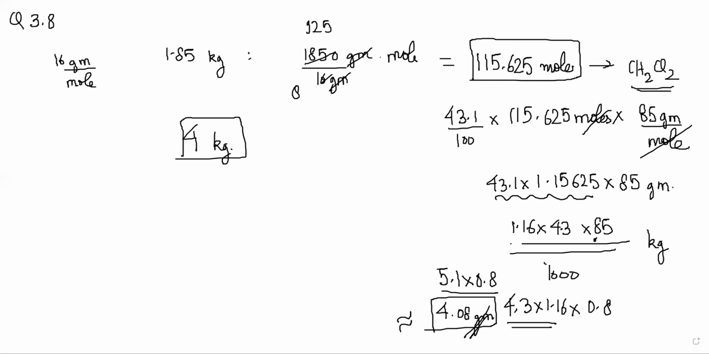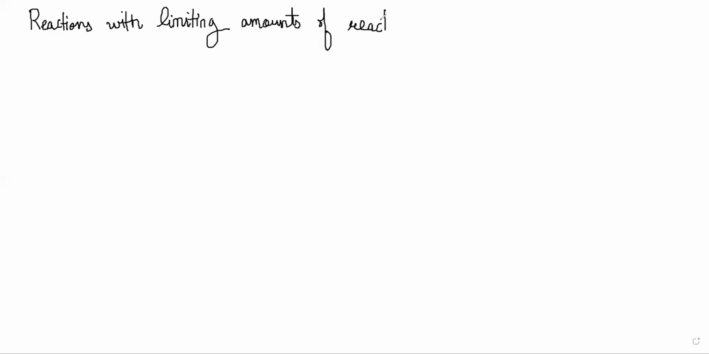However, we will continue. We'll go ahead to section 3.5 with reactions when there are limiting reagents, limiting amounts of reactants. So this is what we were discussing earlier. Reactions with limiting amounts of reactants.